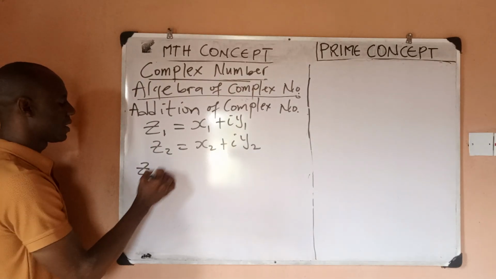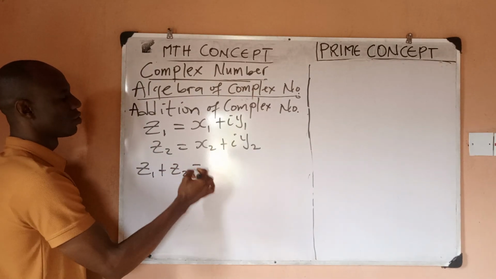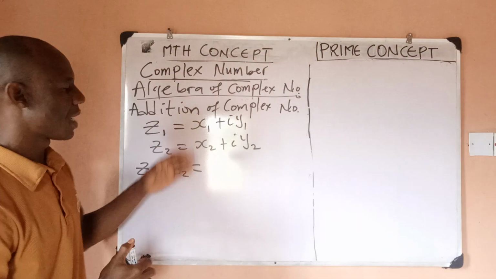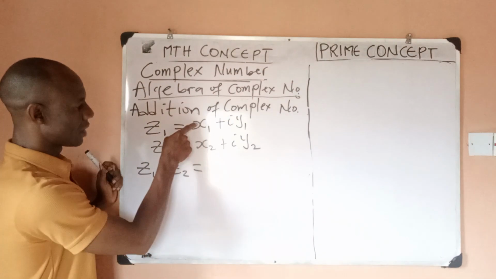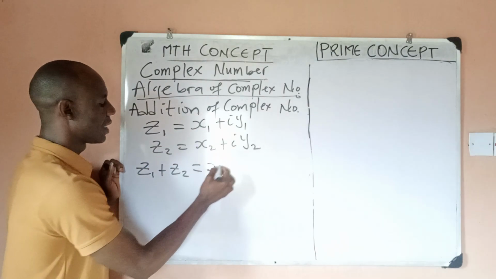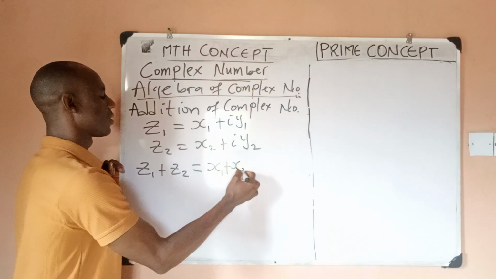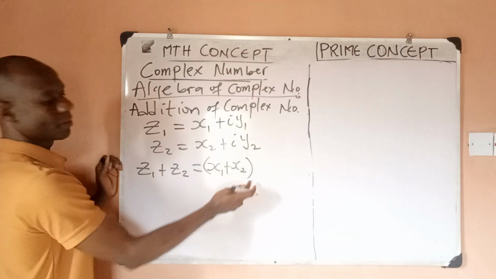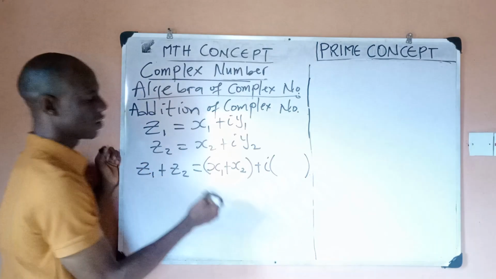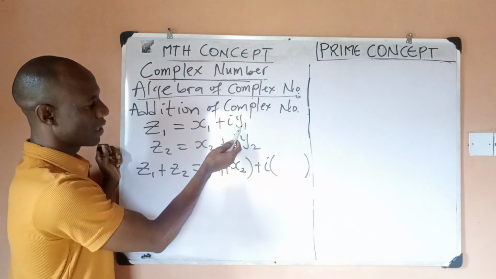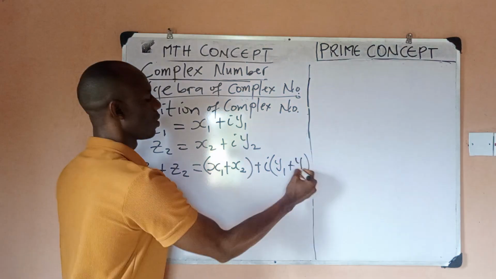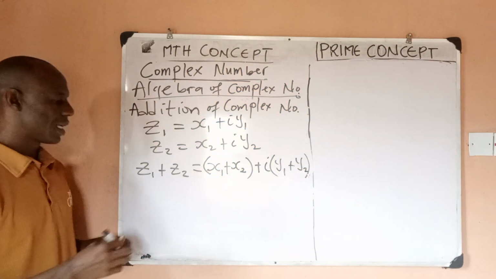So if we say z1 plus z2, all I would simply do is add their real parts together. What are the real parts? The real part of this is x1, the real part of this is x2. So I would say x1 plus x2. I'll group it, then plus I'll put my i. Then I'll add their corresponding imaginary parts. What is the imaginary part here? It is y1, plus the imaginary part here is what? y2. So that is how to add.